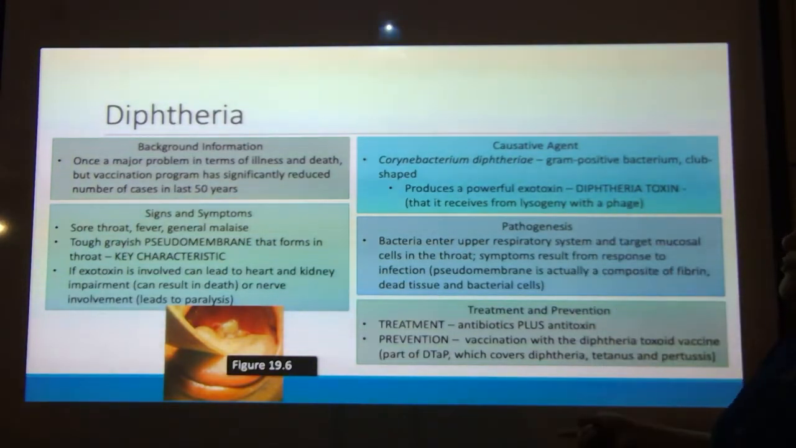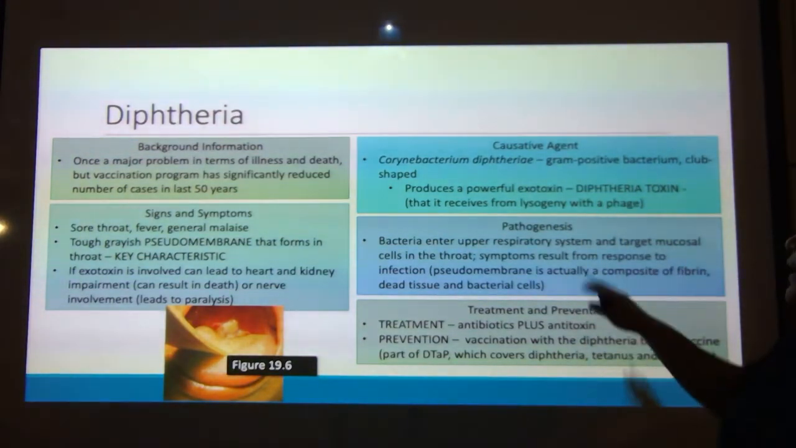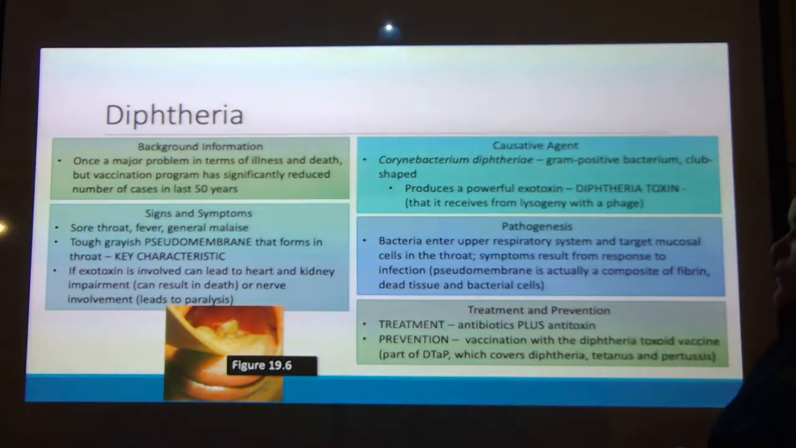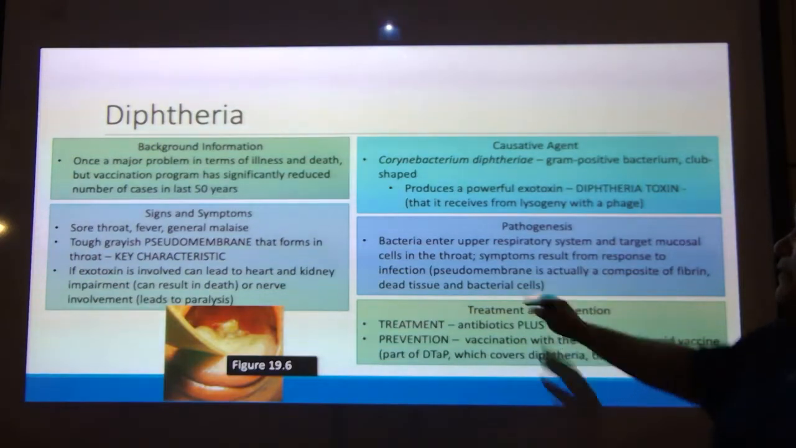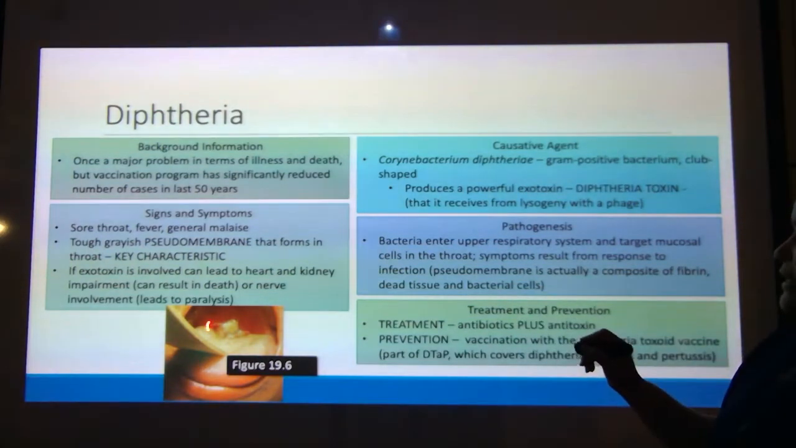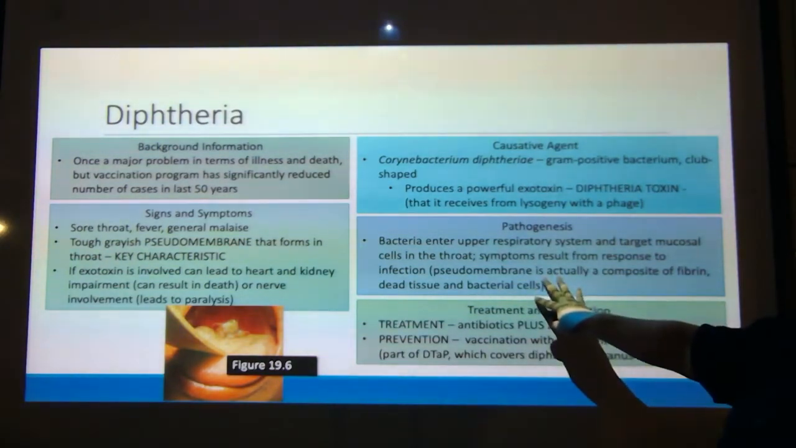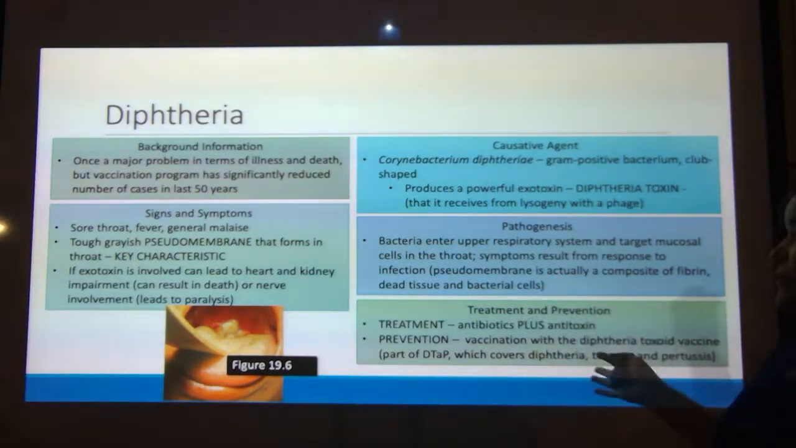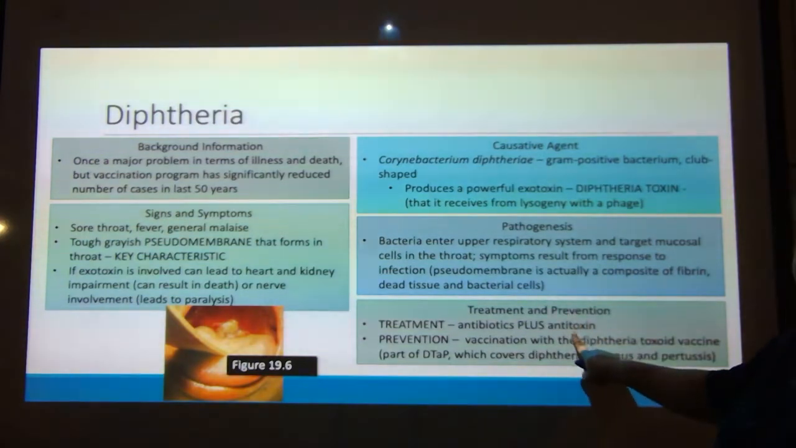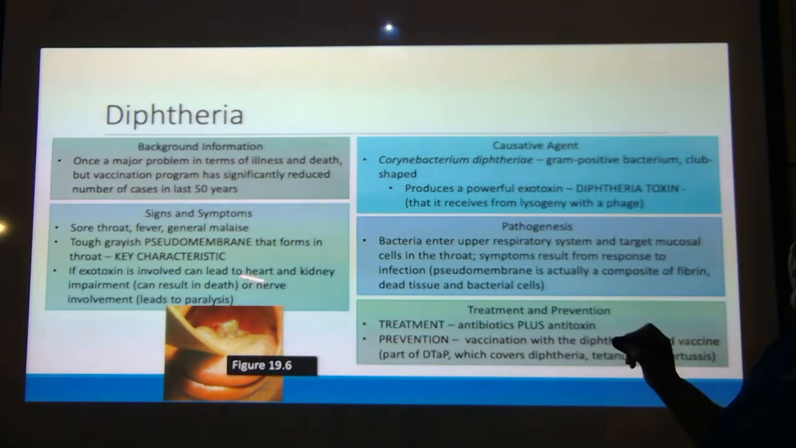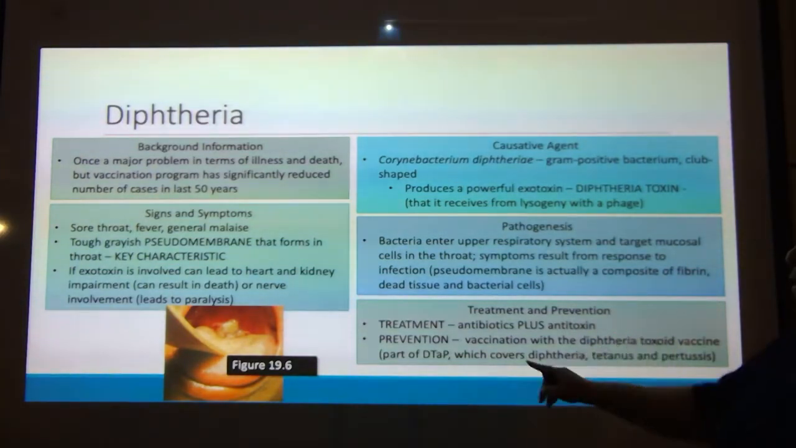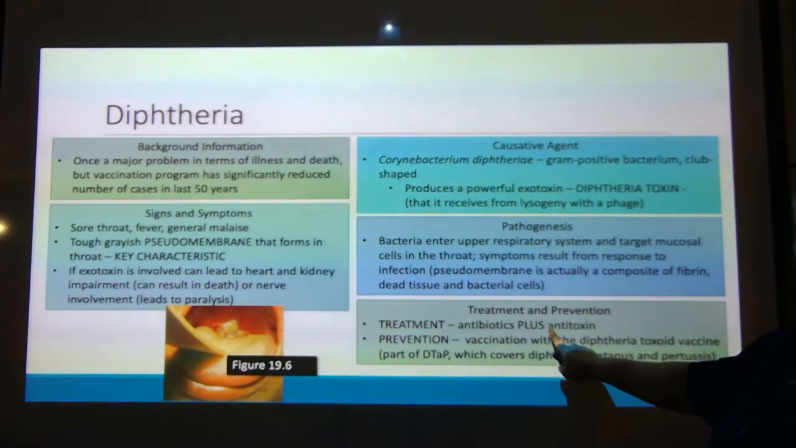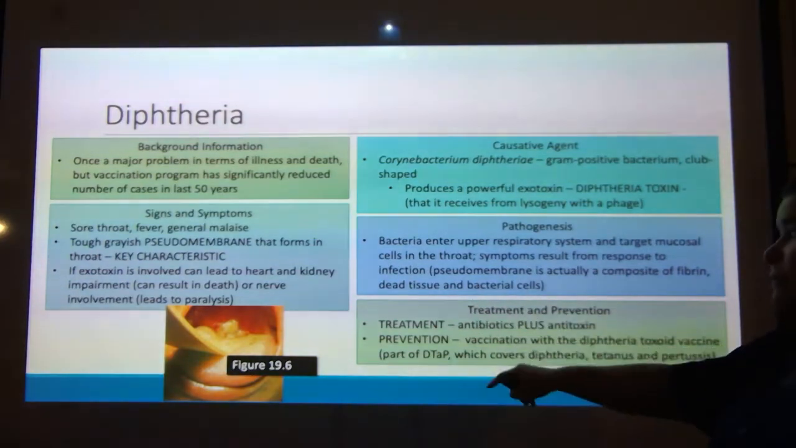Pathogenesis, the bacteria enters the upper respiratory system. It targets the mucosal cells of the throat. Symptoms result from the response to the infection. The pseudomembrane, this thing that we're seeing here, is actually a composite of fibrin, dead tissue, and bacterial cells. Treatment: antibiotics plus the antitoxin. Because it's the toxin that can cause these effects, we want to include the antitoxin to make sure that those things can't happen.